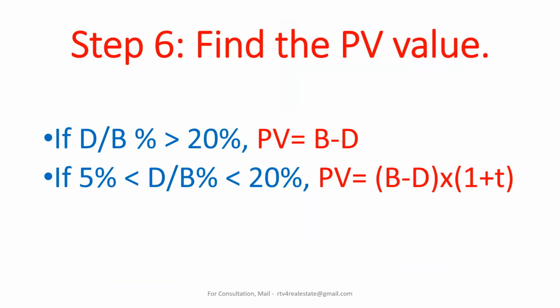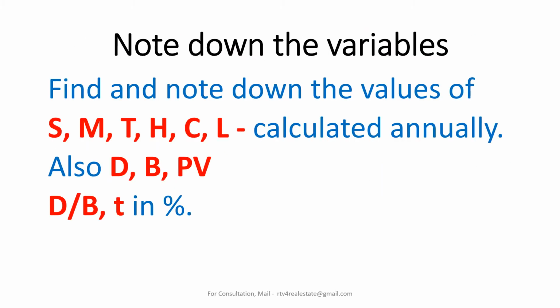Step 6, find the PV value. If D by B percent is greater than 20%, PV equals B minus D. If D by B percent is between 5% and 20%, PV equals (B minus D) times (1 plus T). Find and note down the values S, M, T, H, C, L, calculated annually. Also note D, B, PV. Note down D by B and T in percent.